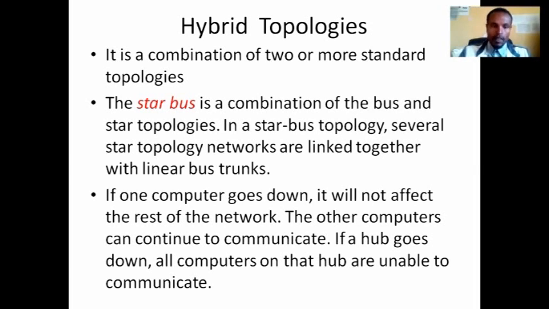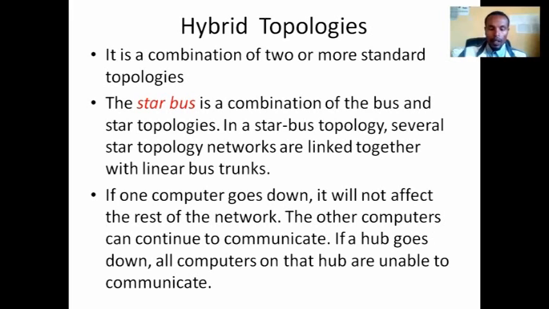For example, star bus. Star is one type of topology, and bus is another type of topology. So the combination of star and bus topology is said to be a hybrid topology. In star bus topology, several star topology networks are linked together with a linear bus trunk. If a computer goes down, it will not affect the rest of the network, and the other computers can continue to communicate. If a hub goes down, all computers on the hub are unable to communicate.